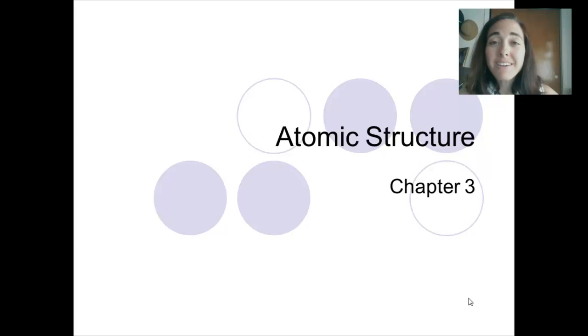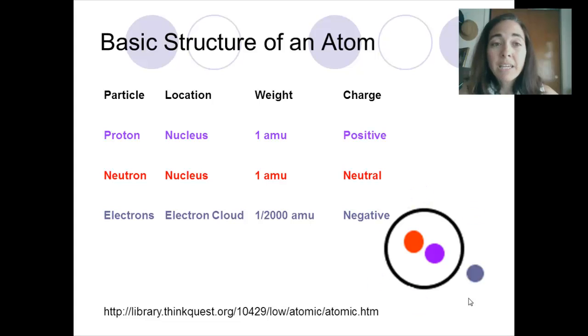This video is going to focus on the structure of an atom as well as changes that atoms undergo when they lose or gain electrons. So let's start with the structure of an atom. You've already heard of protons, neutrons, and electrons, so really this is review.